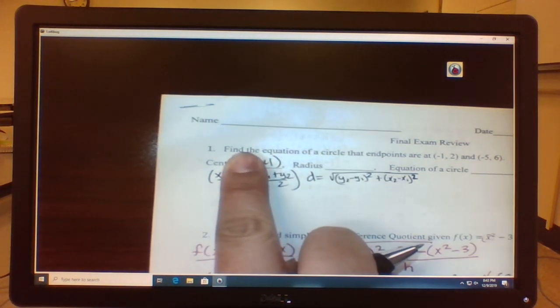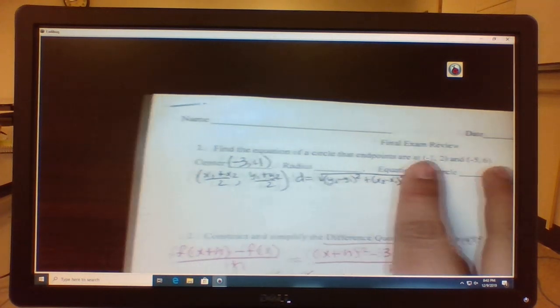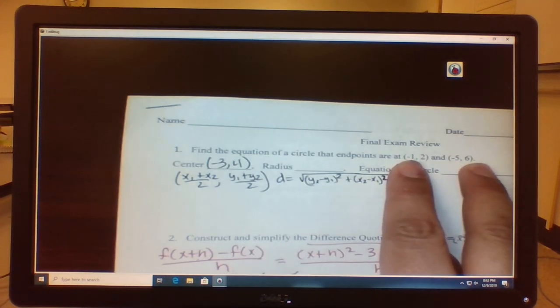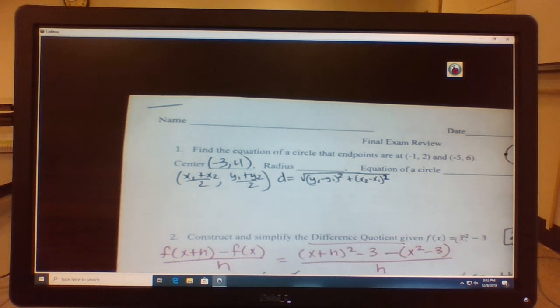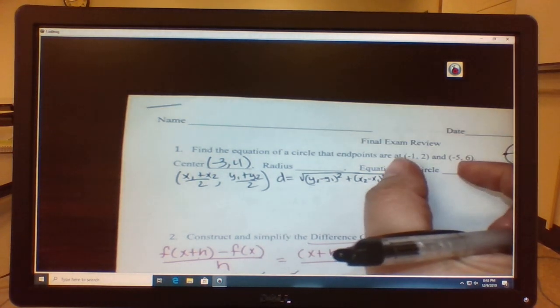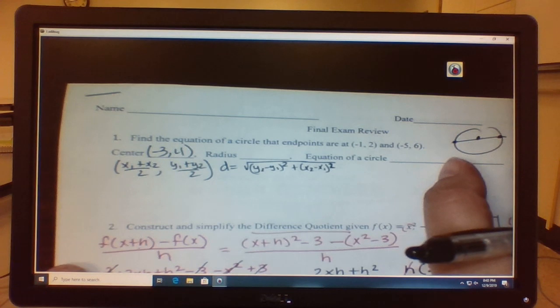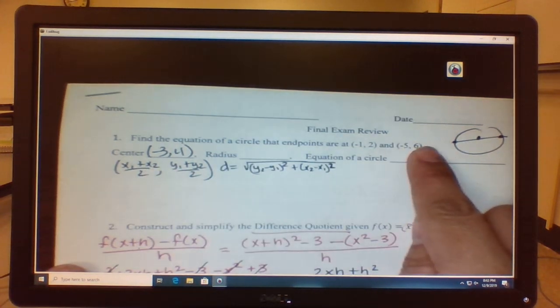Or, just so you know, you could have used these 2 endpoints, but then what do you have to do with it? Divide by 2. So there's 2 ways you could have done this. Because remember, they're telling you, hey, these are the endpoints. So together they make a diameter, but you only want the radius. So if you use these 2, you still have to divide by 2. Or you could just use that one and that one.